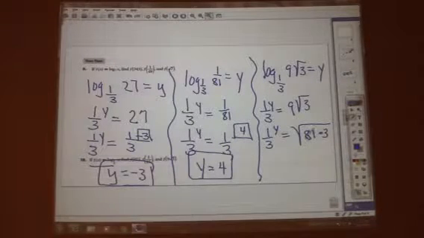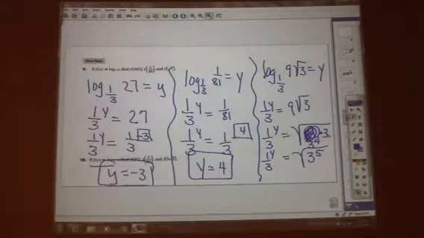4. So really this is 3 to the 4th, right? Yes? And 3 to the 4th times 3, this is really 3 to the 5th power. Do you agree? Okay. How'd you get 3 to the 5th? Because 81 is 3 to the 4th times 3. When you multiply, you add your exponents, so it's really 3 to the 5th.